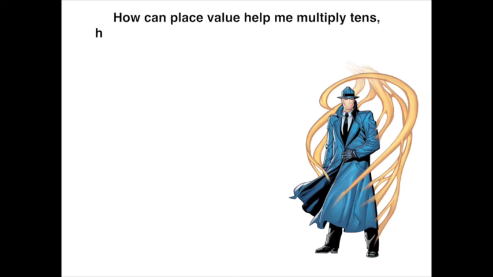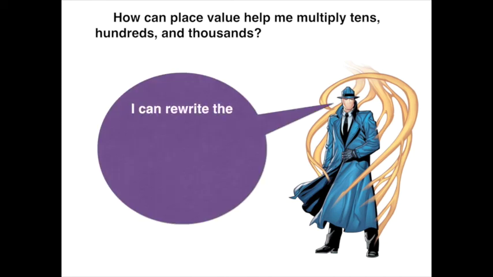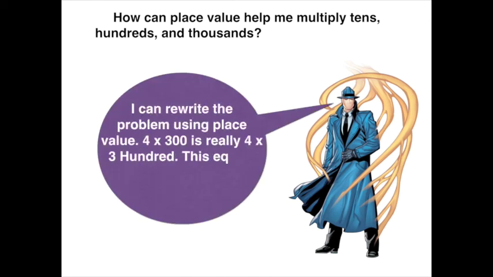The question. Time to wrap this up. So how can place value help me multiply tens, hundreds, and thousands? I can rewrite the problem using place value. Because 4 times 300 is really just saying 4 times 3. How many hundreds do I have? I have 3 of them. This equals 1,200. And I can rewrite 1,200 as 1, 2. How many zeros are in 100? 2 zeros, so put 0, 0. 1,200. Okay? So I hope that helps you guys out a little bit.